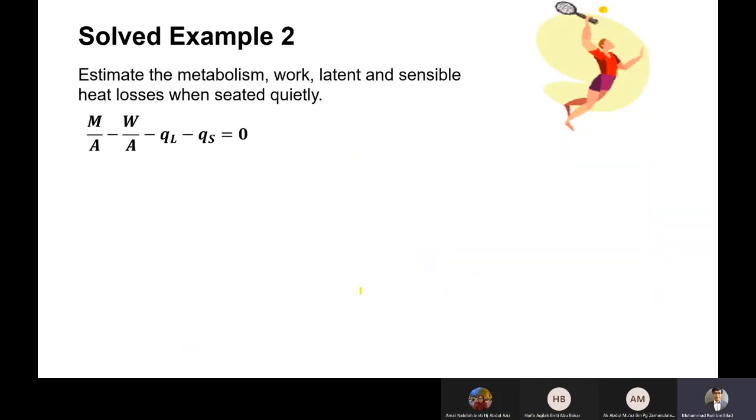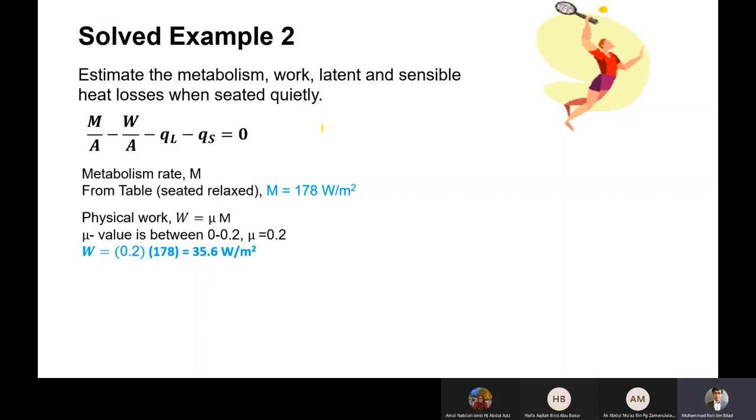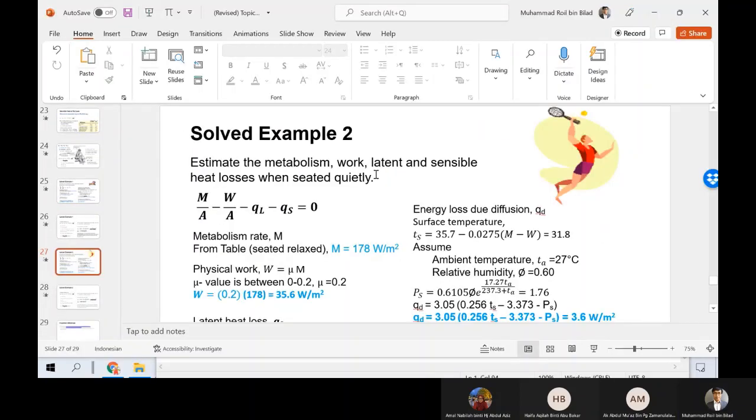Now to solve example 2. In example 2, it's the same as the first one, except that this one is when playing squash. I don't know how to spell it, sorry if I spell it wrong.